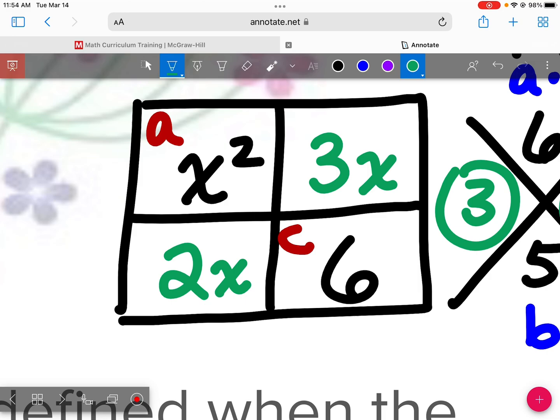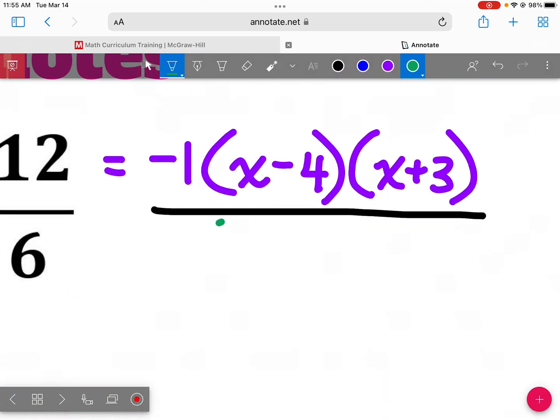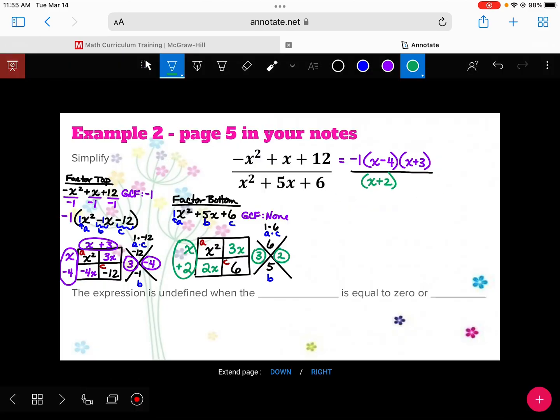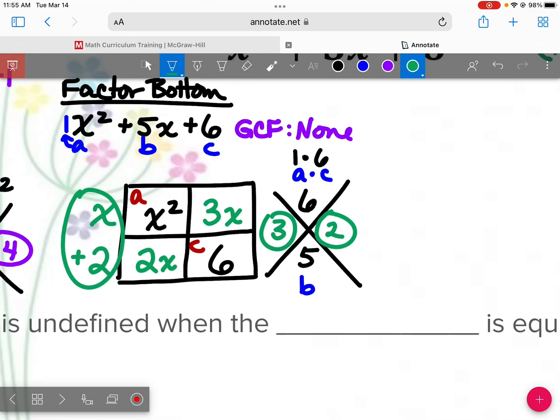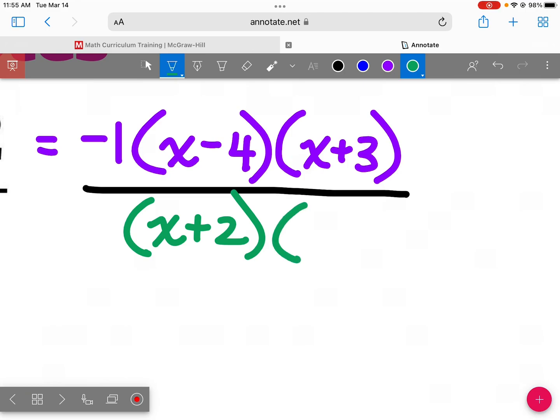All right, so we got 3x and 2x inside those boxes. What can I take out of the top row? X. What can I take out of the bottom row? 2. Positive or negative 2? Positive. So I have x plus 2 here. What can I take out of the first column? They both have an x. What can I take out of the second column, the biggest thing that'll go into both of those? 3. Positive or negative 3? Positive. X plus 3.